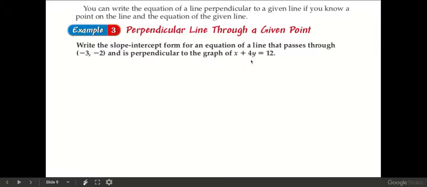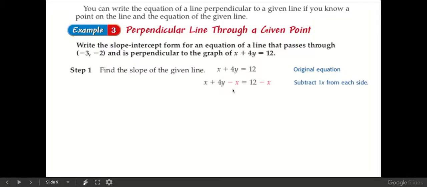So here they don't give us the line in slope-intercept form. They give us the line in standard form. So how are we going to find the slope of this line? Well, we're going to find the slope of the line by converting it into slope-intercept form, right? Get it into that y equals mx plus b form, because then we can read the slope. So I'm going to take the original equation here and I'm going to solve it for y. I'm going to put it in slope-intercept form.